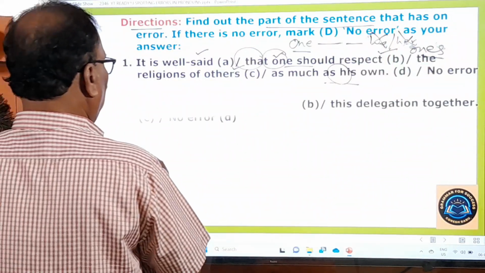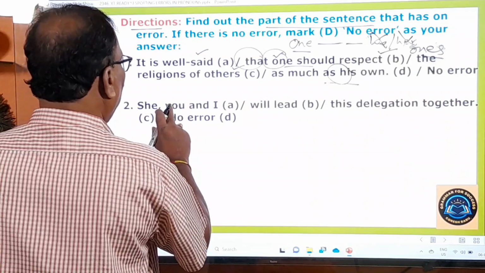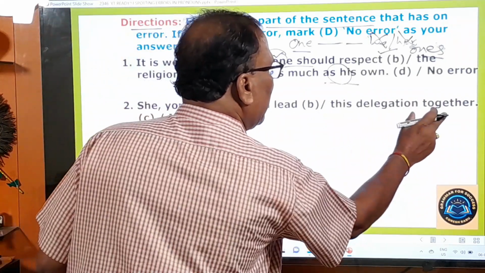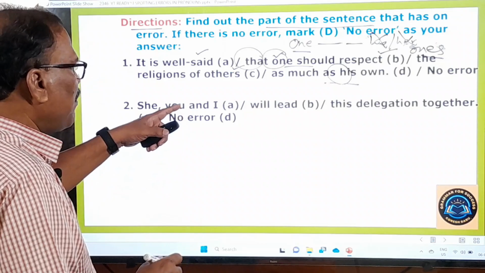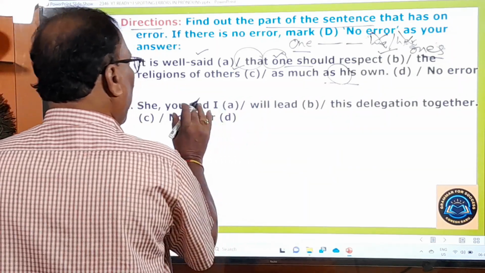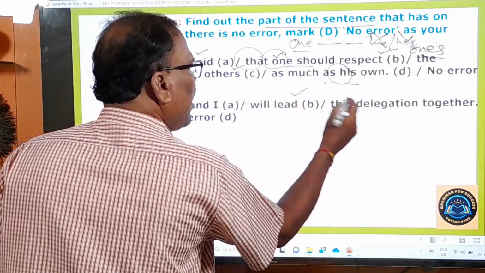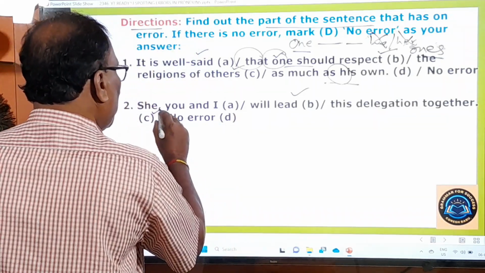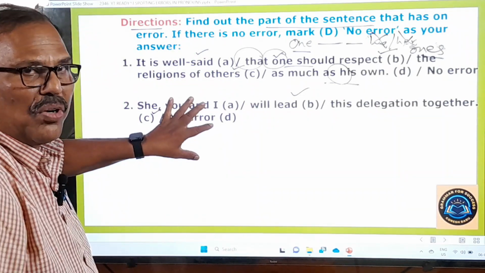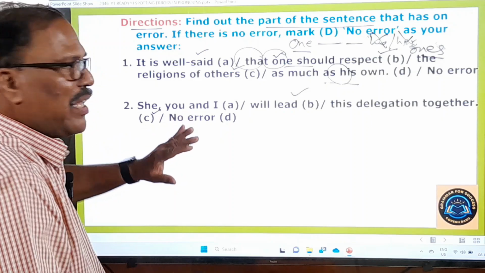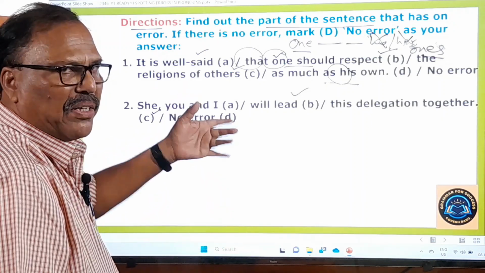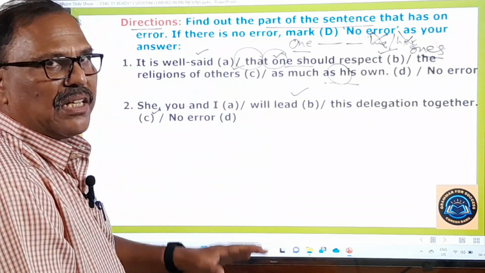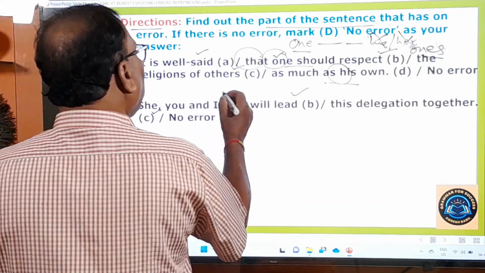The next sentence: She, you and I will lead this delegation together. If you observe this sentence, in the B part there is no mistake. In the C part there is no mistake. In this sentence, only 3 parts are given. B part, C part, there are no mistakes. Leave the no error part; that is always there in every sentence, so don't worry about that. But in the A part there is a mistake.